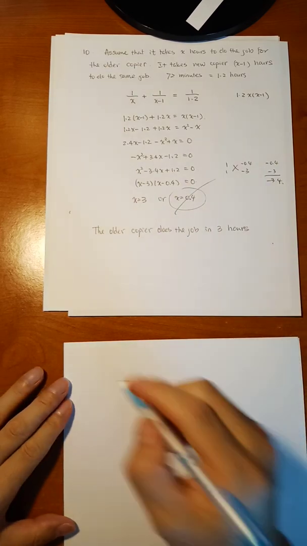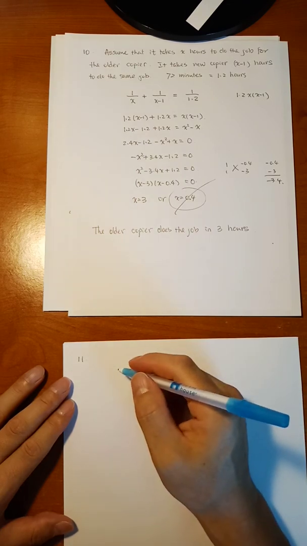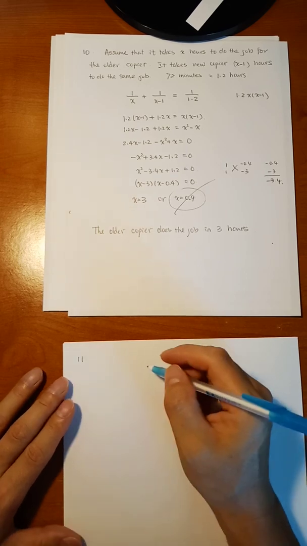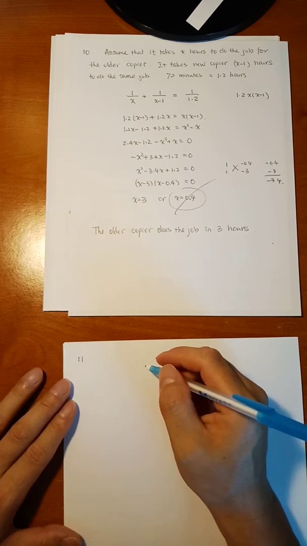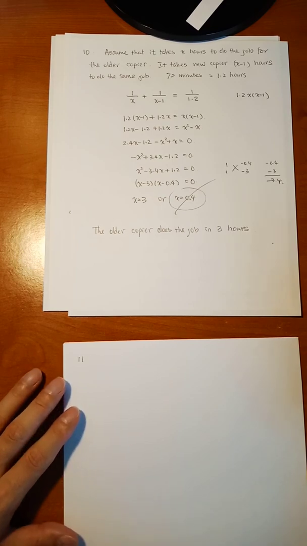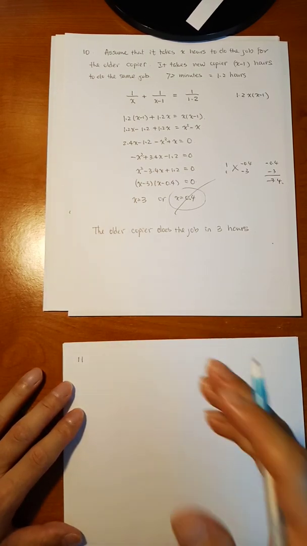And next one, the last one, 11. How much water must be evaporated from 32 ounces of 4% salt solution to make a 6% salt solution? Salt, not slat. Sorry.